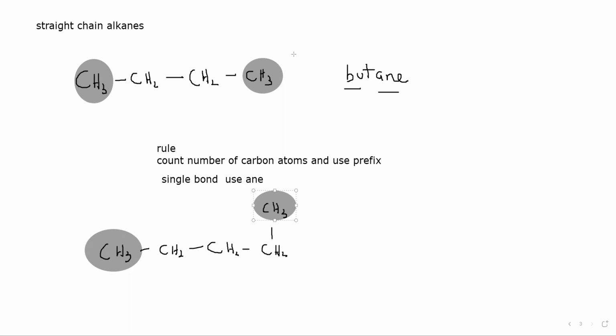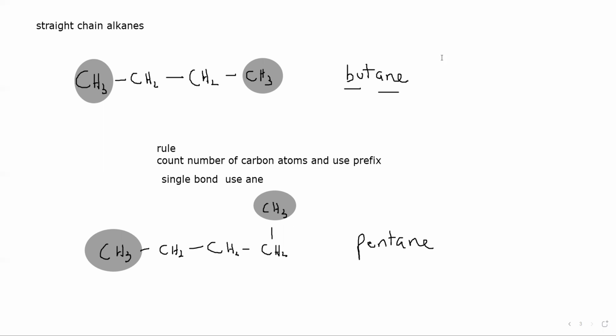Now, how to name this? What is the rule? Count the number of carbon atoms and use the prefix. How many carbon atoms are there? 1, 2, 3, 4, 5. For 5, what will I say? The prefix will be pent. So for 5 carbon atoms, it is pent. Within the structure, throughout the chain, we have a single bond, so it will be ane. So this is the structure of pentane.